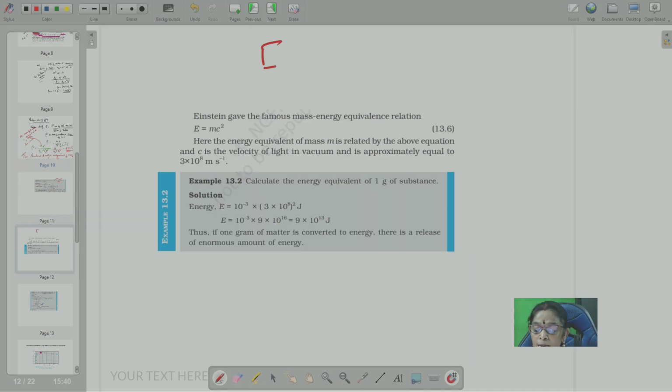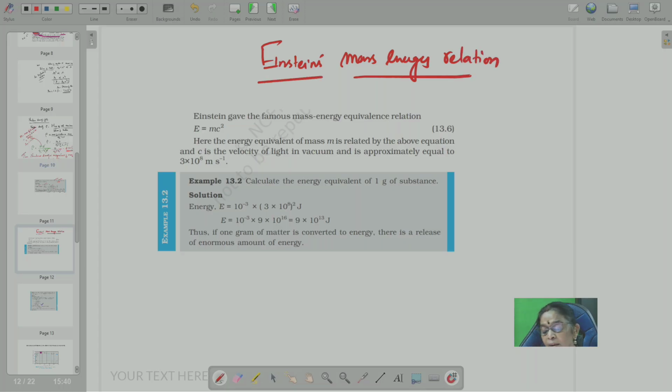Einstein's mass energy relation. According to Einstein, the equivalence of mass and energy, the energy equivalent of mass is related by the equation E is equal to delta m into c square. So what is delta m? This delta m is nothing but a famous terminology called mass defect.